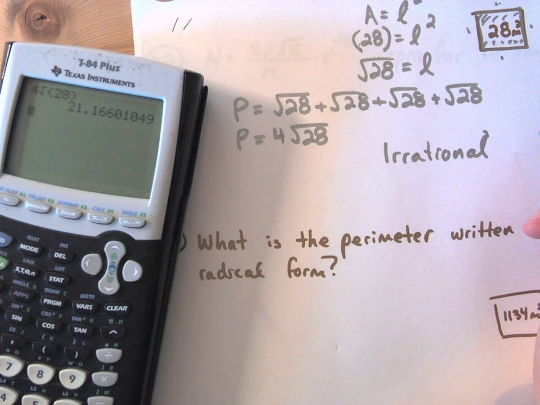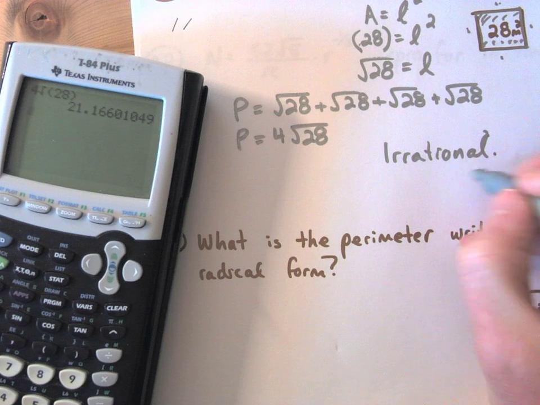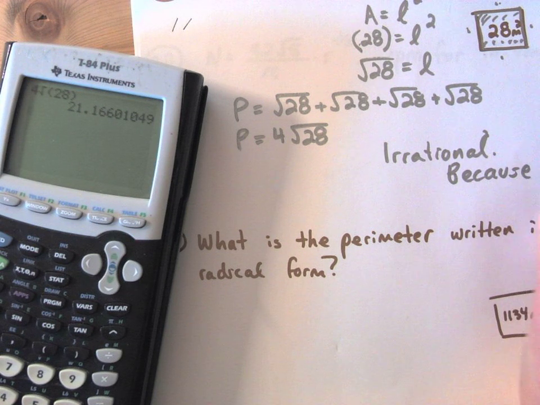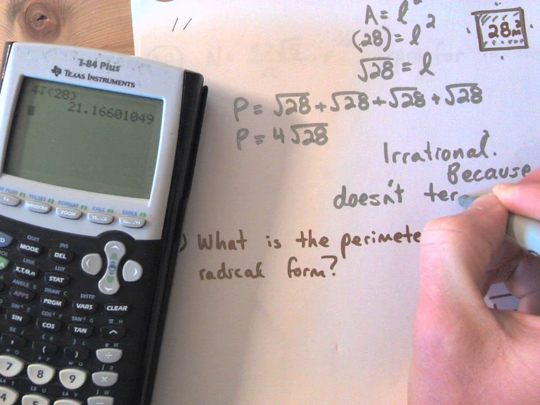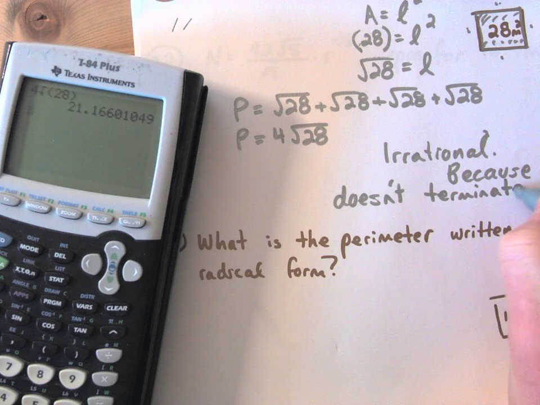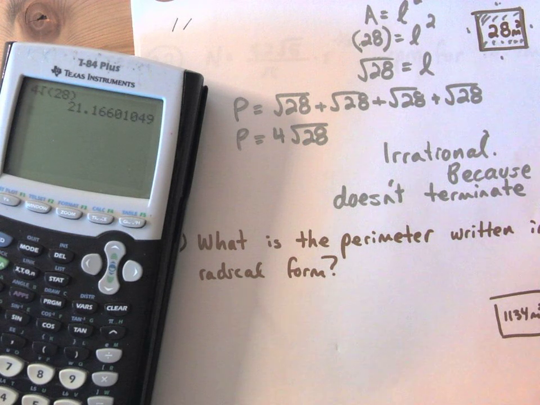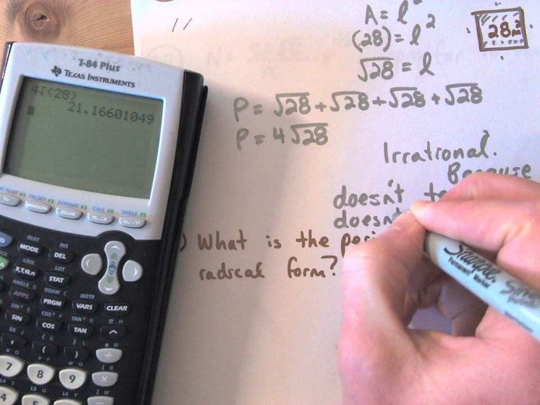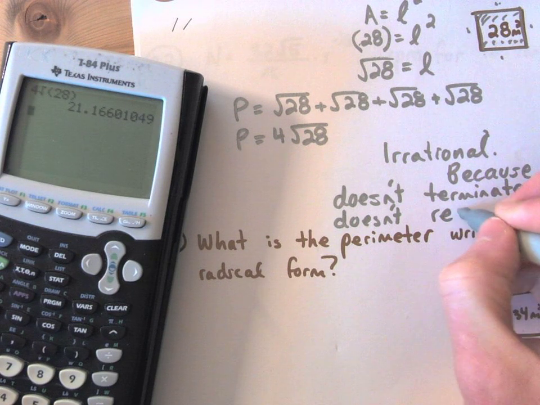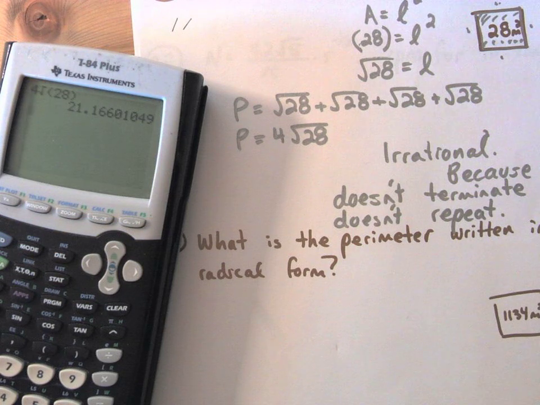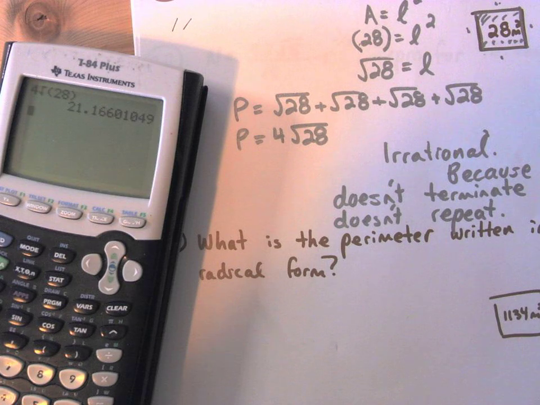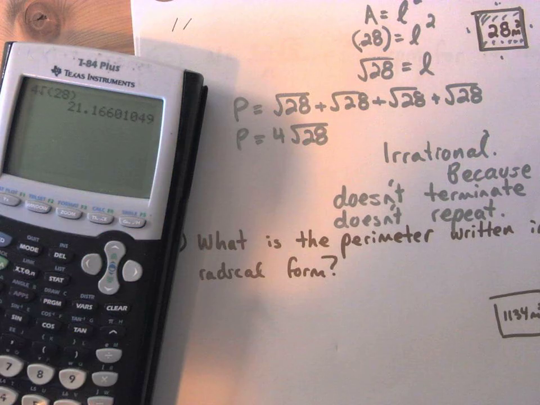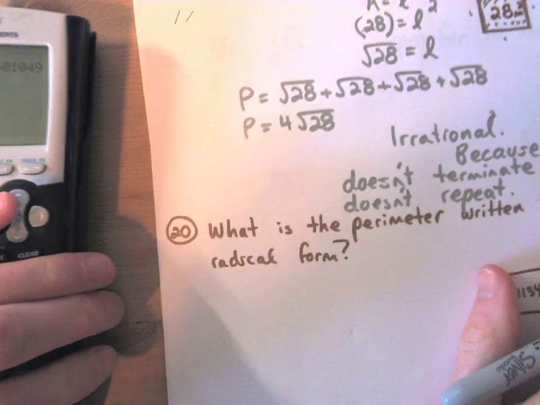And the answer to why is because it doesn't terminate and it doesn't repeat. We know that if it had a repeating pattern or if it stopped, we knew it was rational. It could be shown in fraction form, but we know that this is irrational. Okay, so that one's done.